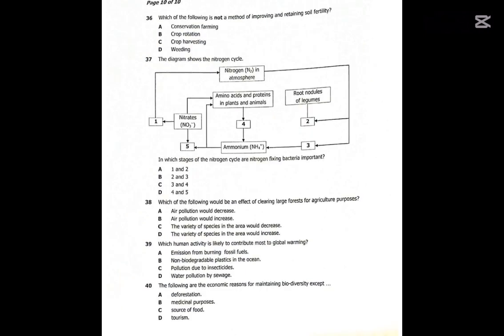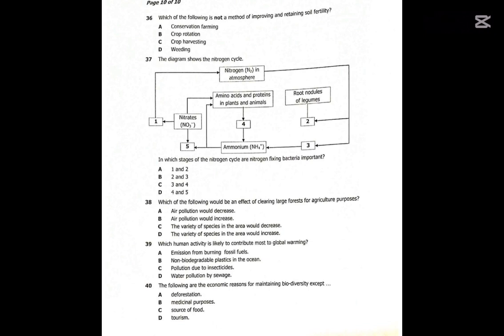35. Which of the following organisms can be classified as having a body which is not segmented, but having 4 pairs of legs? A. Frog. B. Insect. C. Millipede. D. Ticks. 36. Which of the following is not a method of improving and retaining soil fertility? A. Conservation farming. B. Crop rotation. C. Crop harvesting. D. Weeding.